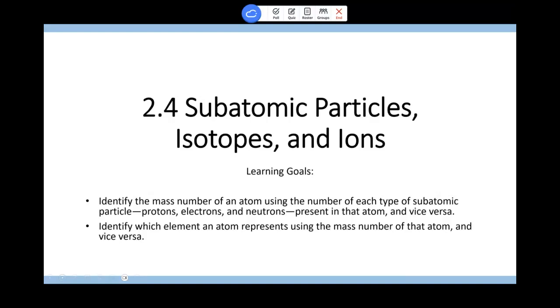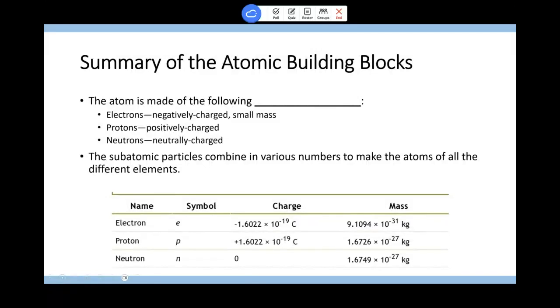So we'll think more about these protons, neutrons, and electrons. We'll be able to identify the mass number of an atom using each of those, and vice versa, and then identify what element an atom represents by using the mass number, and vice versa. So we're really going to be looking at the periodic table and information that the periodic table provides to identify different atoms and properties of atoms. Electrons, protons, and neutrons, these are subatomic particles.